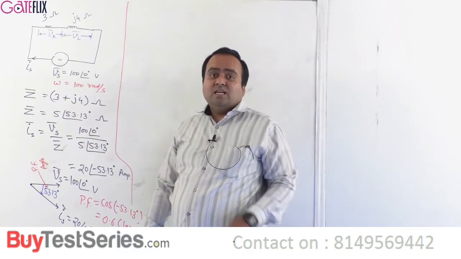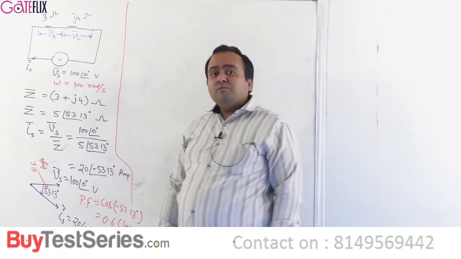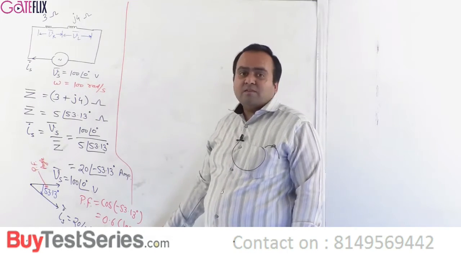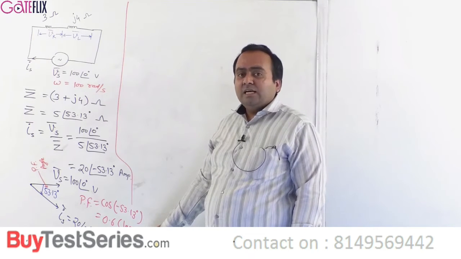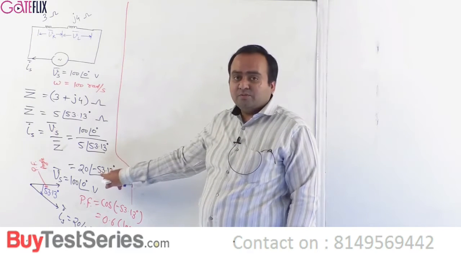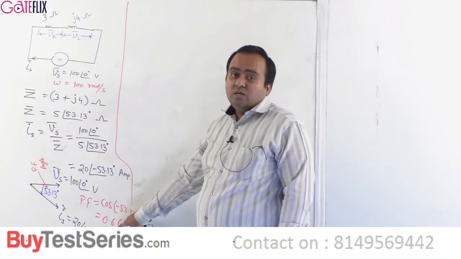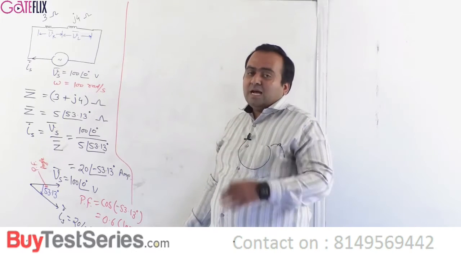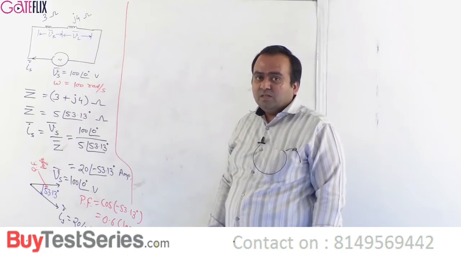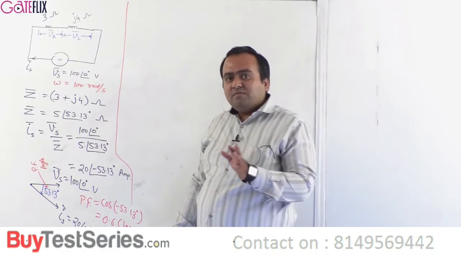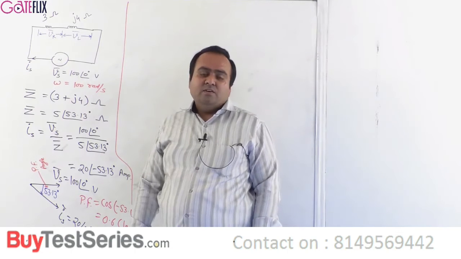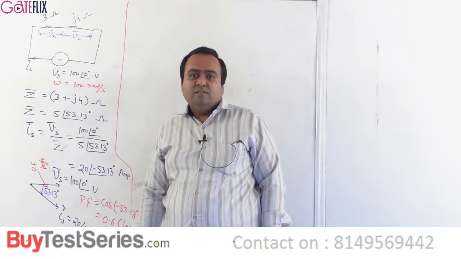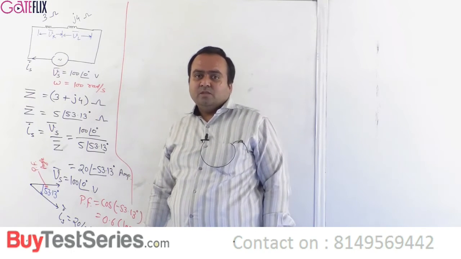Since cos of minus theta is also cos theta, we have to always specify with the power factor whether it is lagging or leading. Even if this was plus 53.13, it would have been 0.6 only, but then we would have written leading in the bracket of the power factor. Is this okay? So whenever you are specifying the power factor, we must always specify whether lagging or leading. Is this okay?